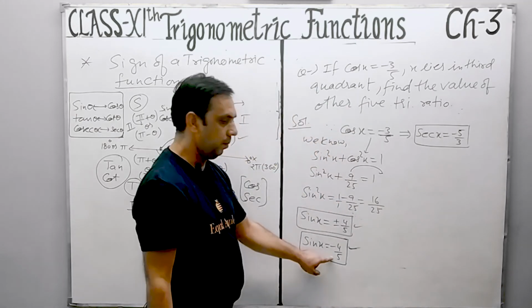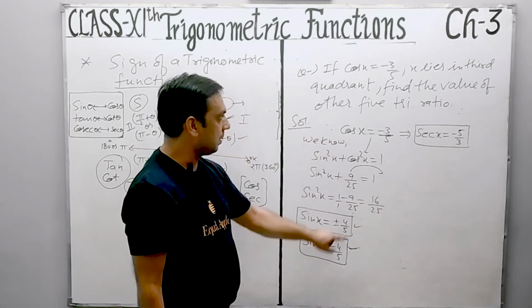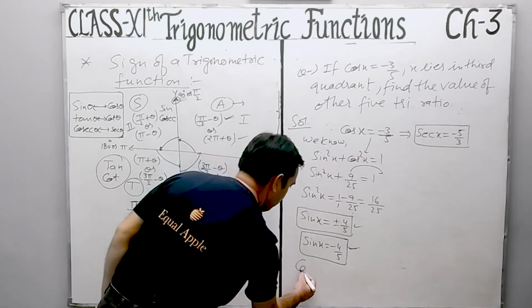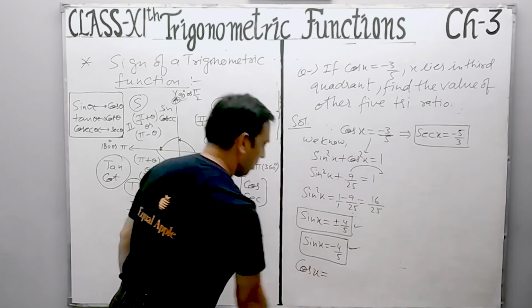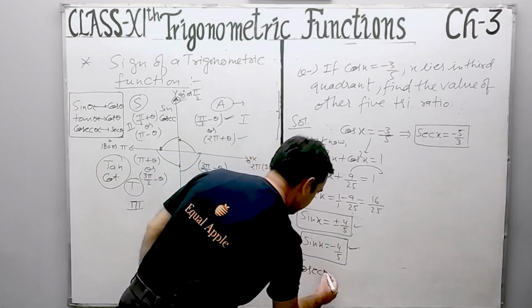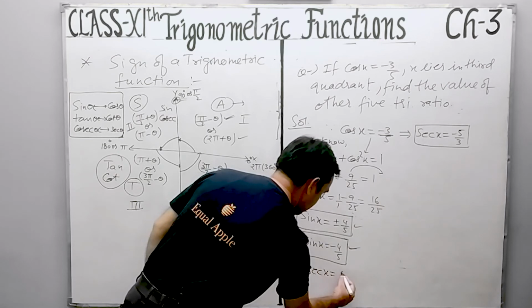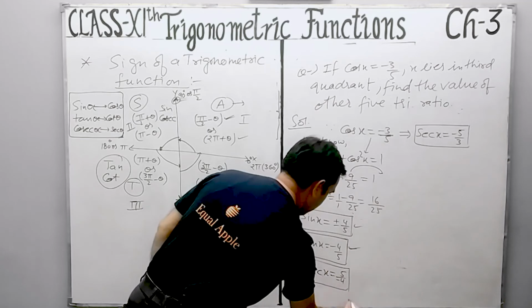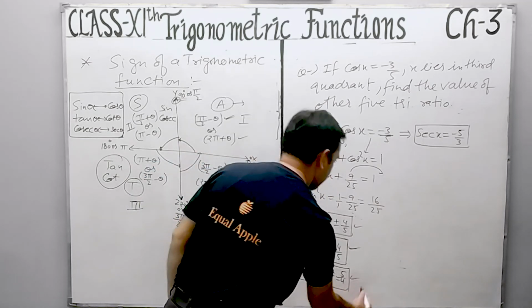So the value of sin x in the third quadrant will be minus 4 upon 5, and the reciprocal of sin x is cosec x, that is 5 upon minus 4. Now we have found three trigonometric ratios.